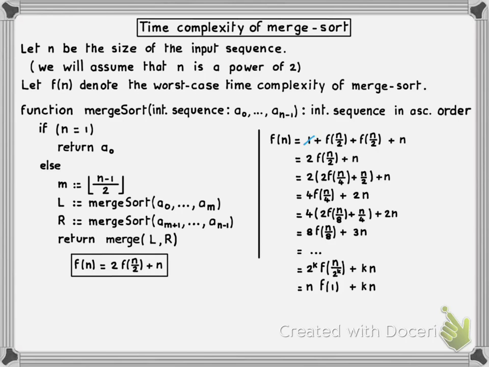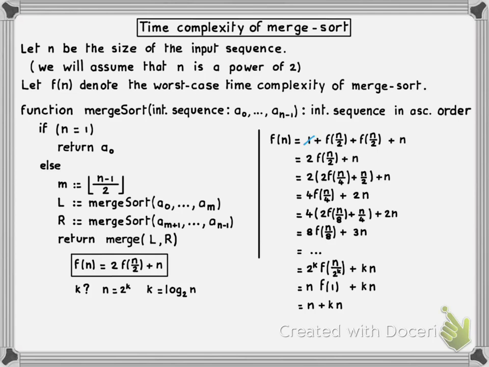And of course, we know that f of 1 is the runtime of merge sort when the input sequence has size 1. And this runtime is a constant. Let's call it 1. So the final expression for f of n is n plus k times n. Well, actually, that's not really the final expression because we don't know what k is. So let's think about k for a minute. What is k? Well, k is the power of 2 that's equal to n. Remember, n is equal to 2 power k in our analysis. So, what's the value of k? Well, I just said it. k is the logarithm base 2 of n.